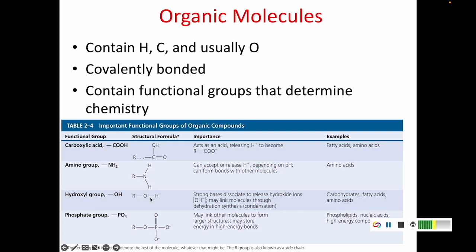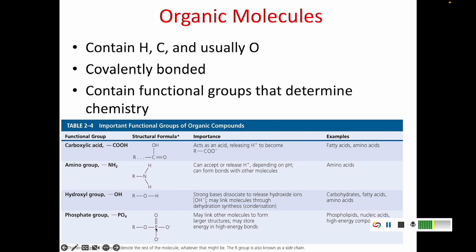This hydroxyl group, or OH, is the characteristic of alcohols, having this OH group. It can release this entire OH group as a base, and it can also be used in dehydration synthesis. So break off this OH while the other molecule donates a hydrogen, and so you're able to condense 2 molecules together. This is found in carbohydrates, fatty acids, and amino acids.